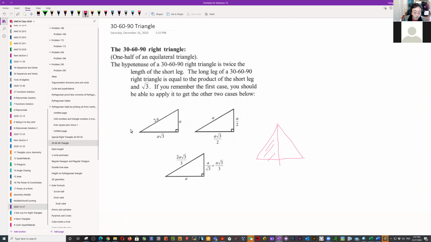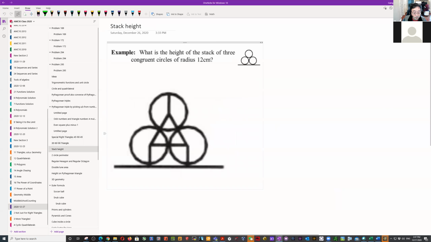The 30-60-90 triangle is used extensively in trigonometry problems, and you will just use the definitions of trigonometry. You should be able to do that, right? I'm going to go through one of the examples quickly.